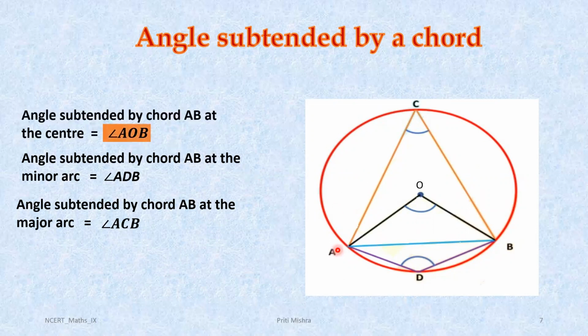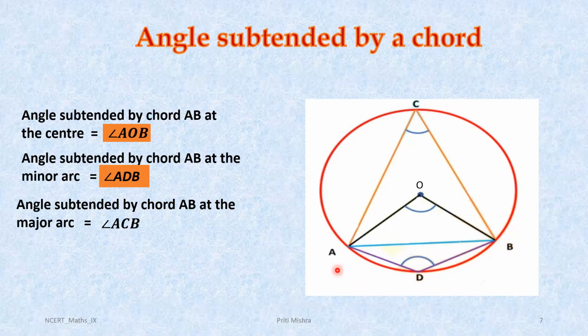At the center it is subtending the angle AOB. The angle subtended by chord AB at the minor arc is angle ADB. This is the minor arc, and the chord AB is subtending the angle ADB here. So this is the angle in the minor segment by the chord AB.